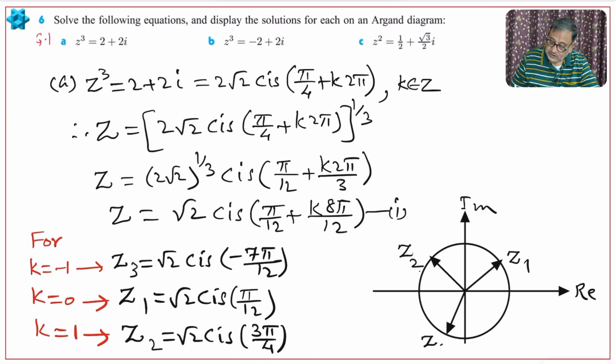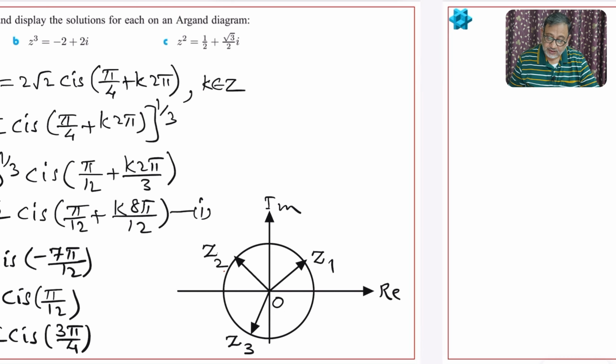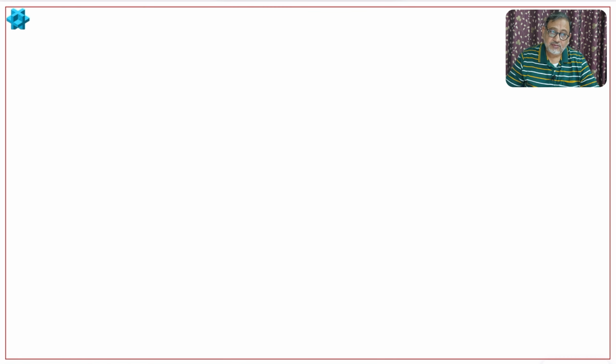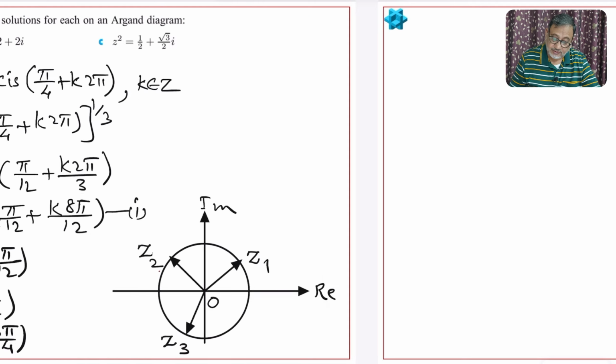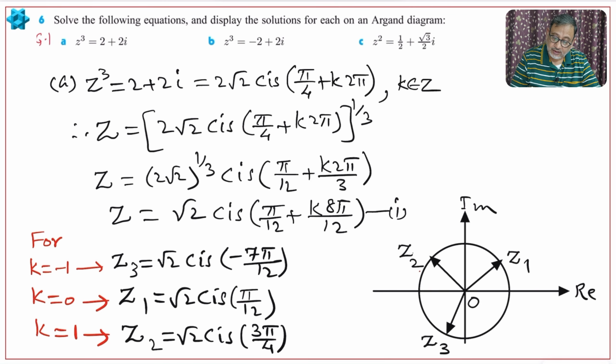So now I can write z1, z2, z3 in the correct order. Origin. As I said, they are equally spaced, right? So this was part A. In the same way, you have to find part B. So let me copy that part B, and the third one I will keep for you.